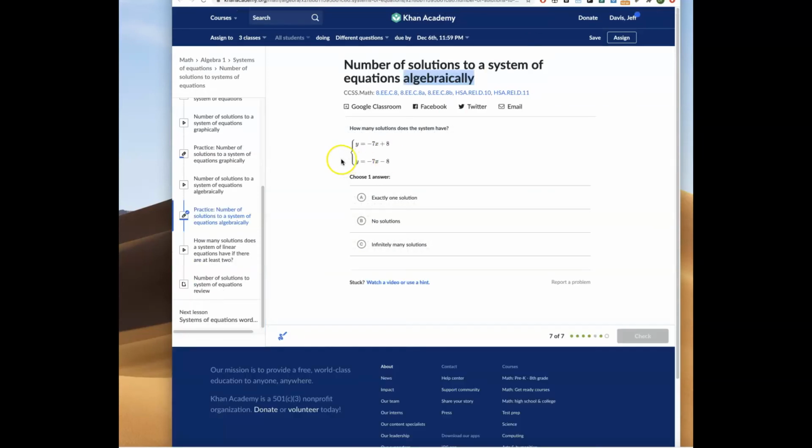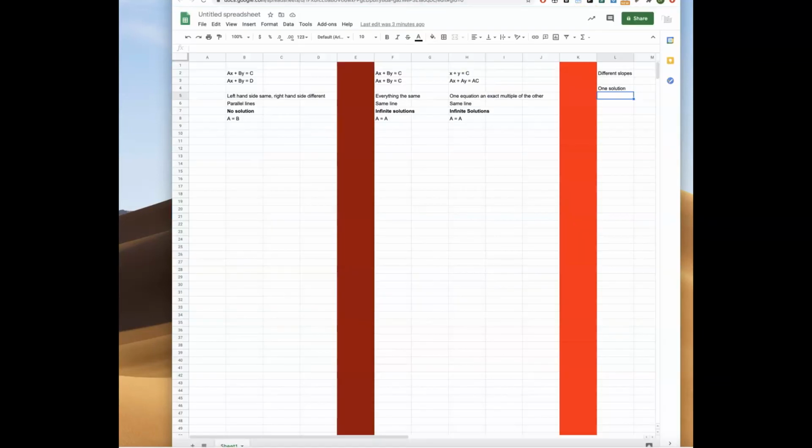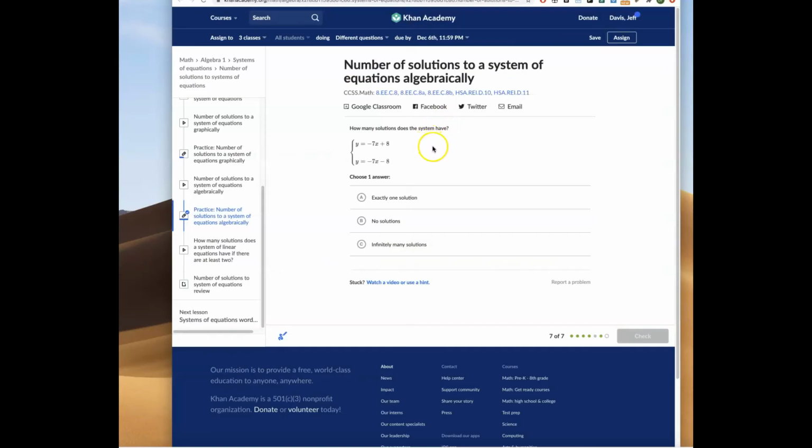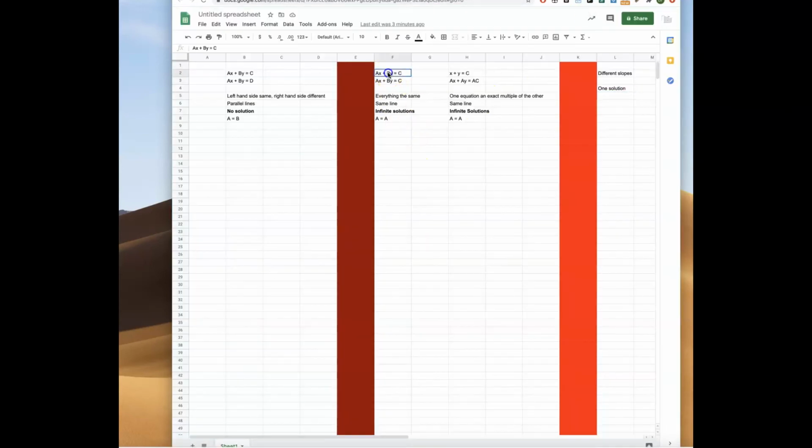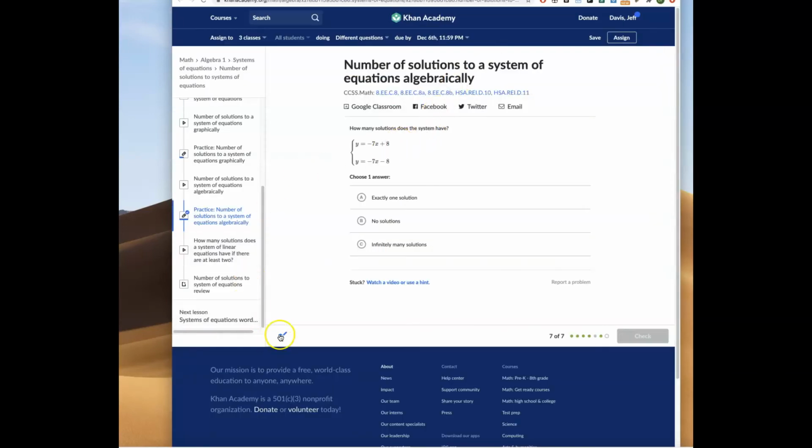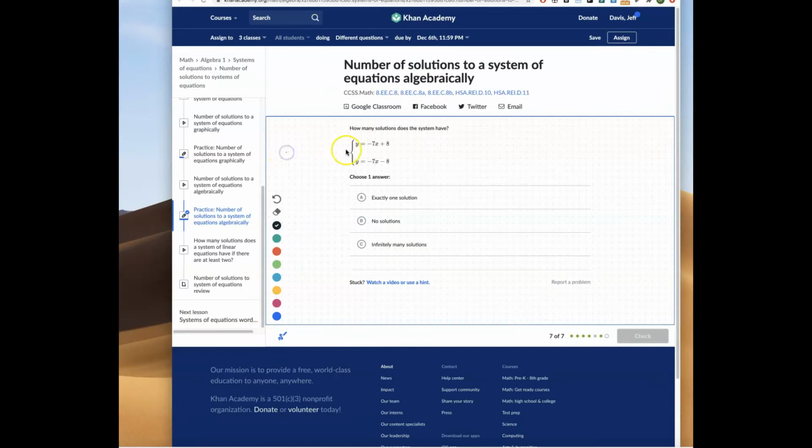All right, I'm going to go on to number of solutions algebraically. So now we're kind of looking at this deal here. The easiest thing for me to do is see it in this form: x plus by equals c, both of them. So I'm going to set that up. And some of you can see this faster in a different way, and that's cool, do that. But I think for a lot of people it's easiest to put my x's here, my y's here, and then my equal sign, and then just my number over here. So I'm going to set these two up that way.